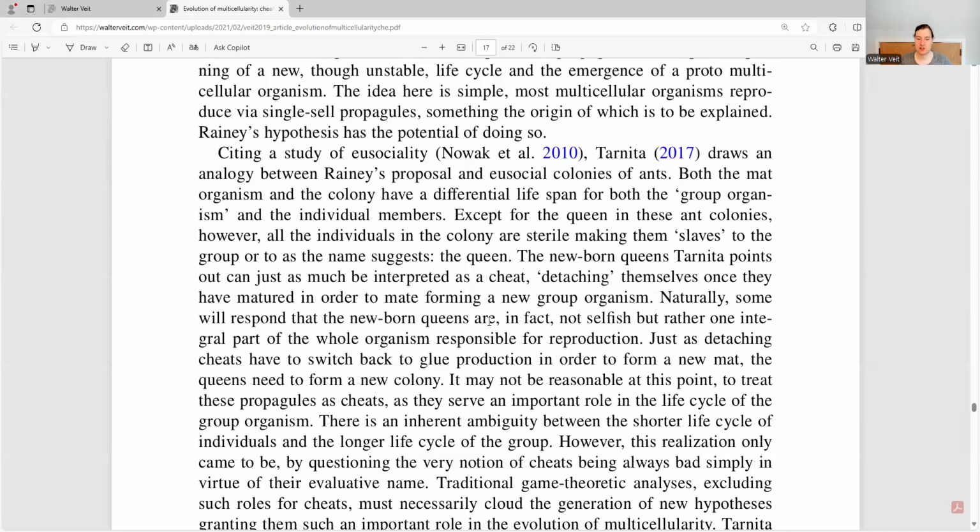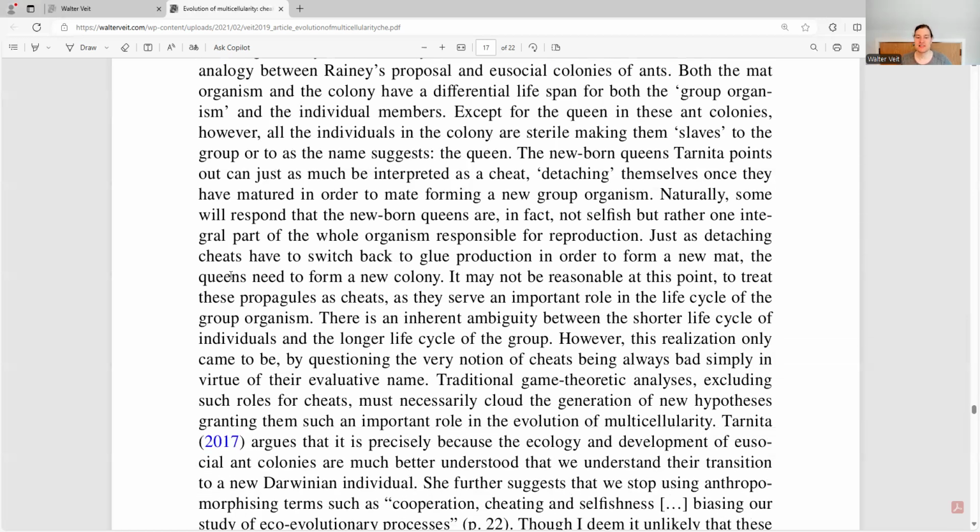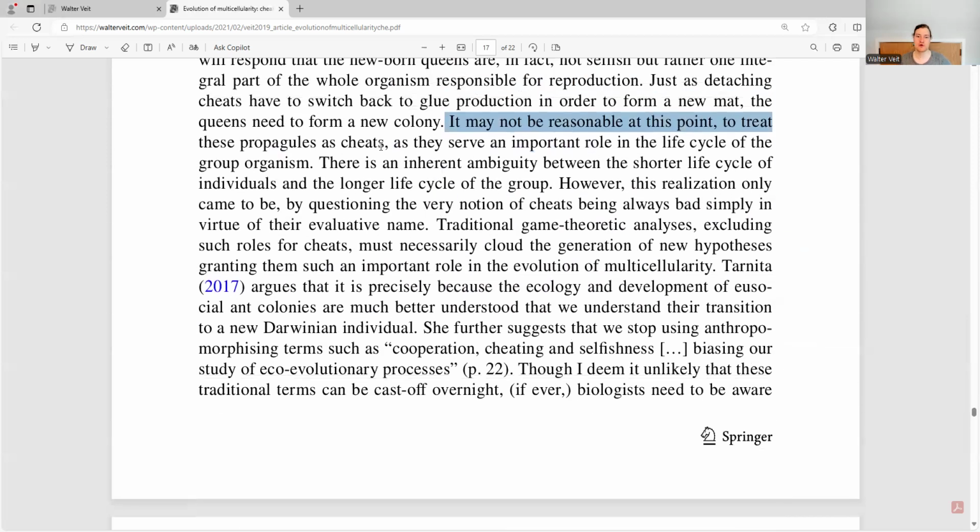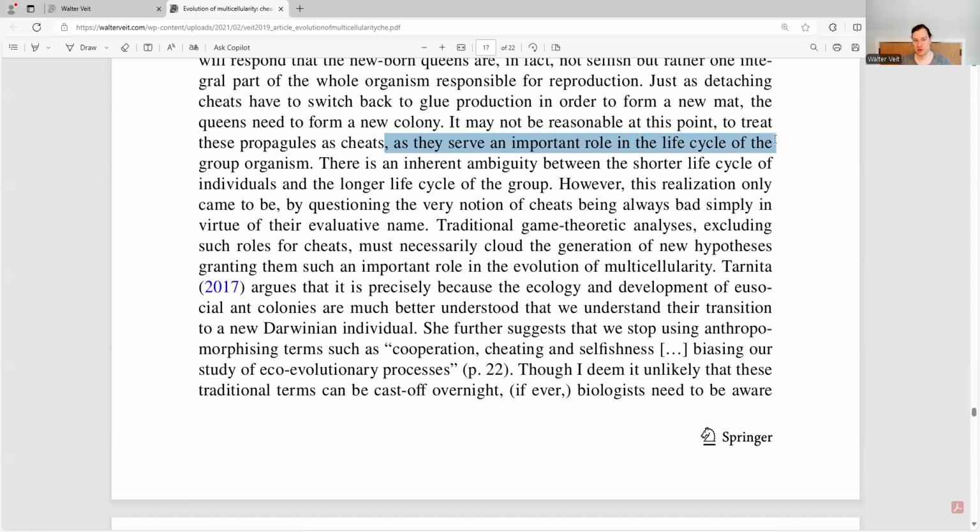Naturally, some will respond that the newborn queens are in fact not selfish, but rather an integral part of the whole organism responsible for reproduction. Just as the detaching cheats have to switch back to glue reproduction in order to form a new mat, the queens need to form a new colony. It may not be reasonable at this point to treat these propagules as cheats, as they have an important role in the life cycle of the group organism.